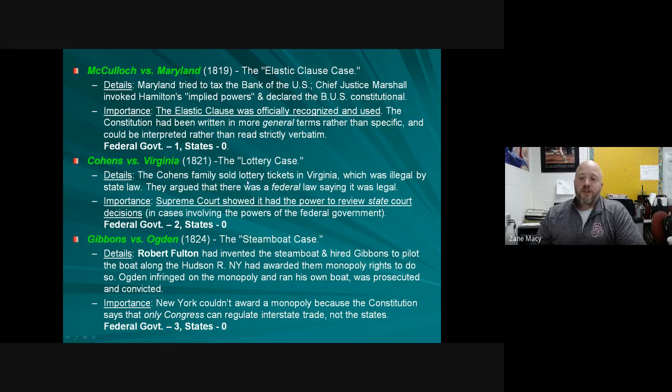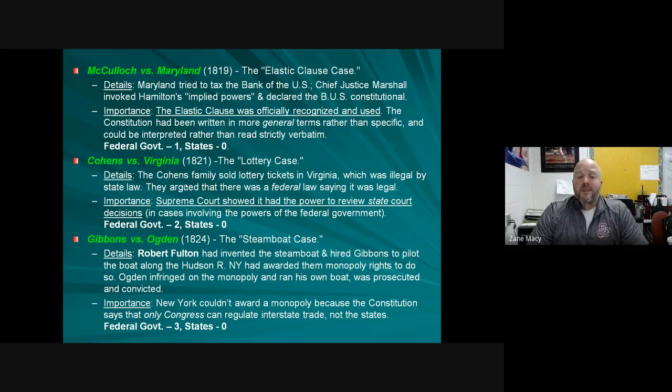Cohens versus Virginia, a lottery case. The Cohens family had sold lottery tickets in Virginia, which was illegal by state law. They argued that there was a federal law saying that it was legal and that federal law trumps state law. The Supreme Court reviewed. They showed that it had the power to review state court decisions. So court decisions made on the local level can be appealed at a higher court at the state level. Cases decided at the state level can be appealed one level up at the federal level.